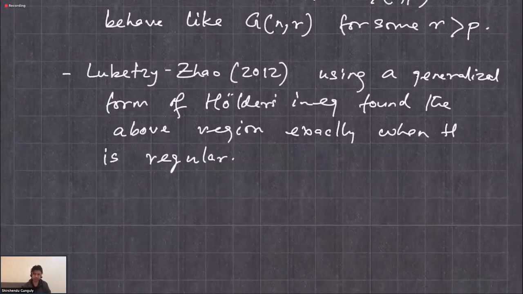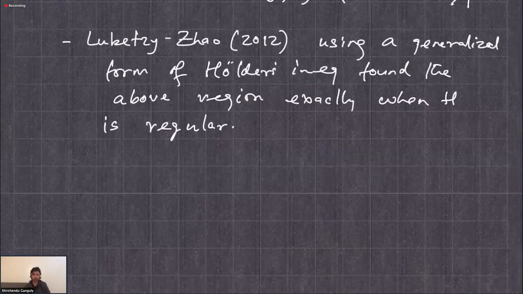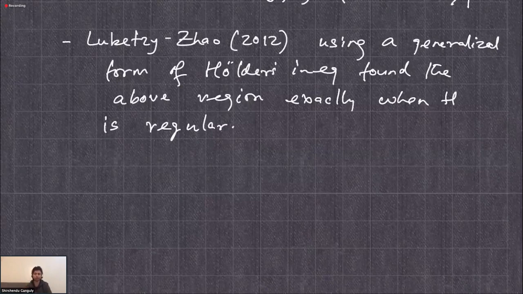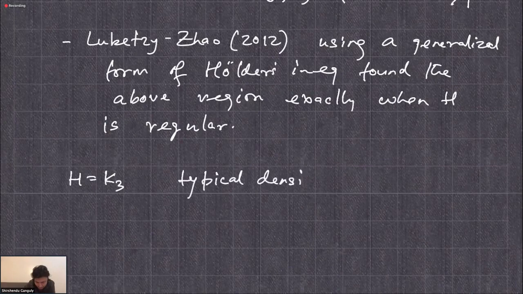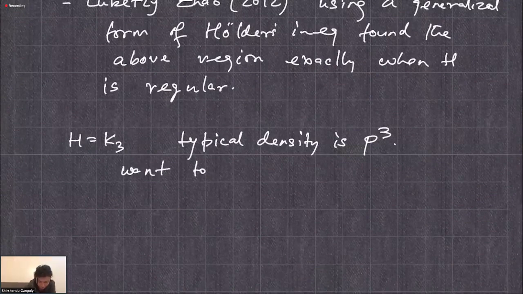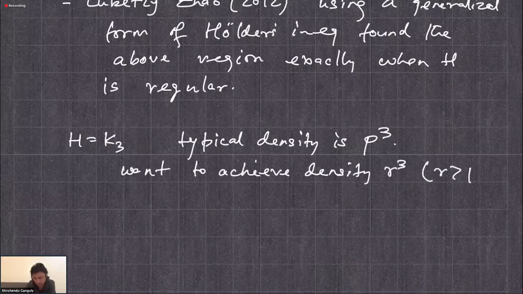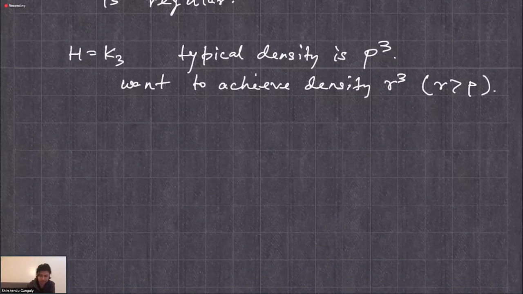Like I said, this is a non-trivial problem, but there's a nice application of Hilbert's inequality, which only works for regular graphs. I will tell you roughly what the solution is for, let's say, the triangle. So let's say H is K3. The typical density is p cubed in the graphon sense, so there is no n anymore. And let's say I want to achieve density r cubed, where r is bigger than p. Roughly, this is the description.